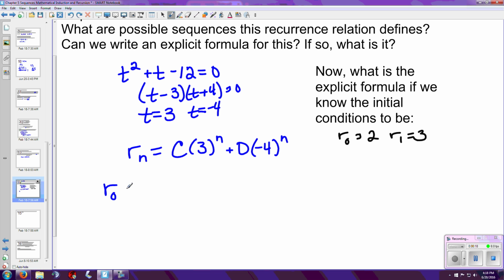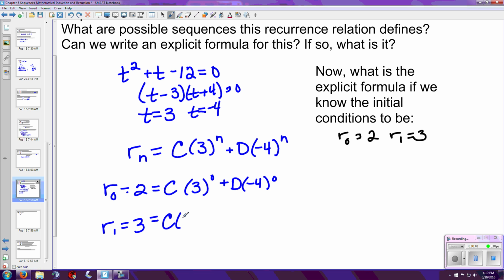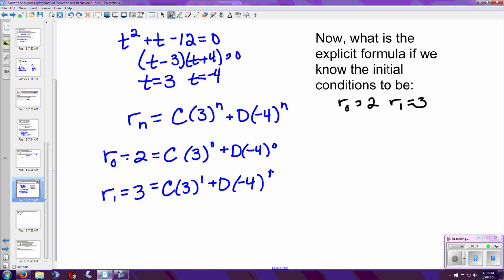If r0 is equal to 2, we know that that's c times 3 to the 0 power, we're just replacing n with 0, plus d times negative 4 to the 0 power as well. And then r1 is equal to 3, which is c times 3 to the first plus d times negative 4 to the first. So using what we know from algebra, solve this equation.